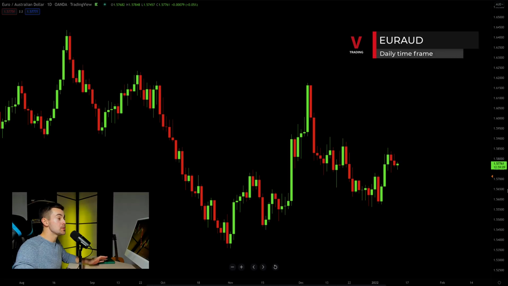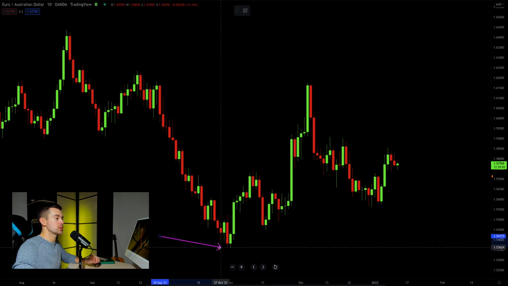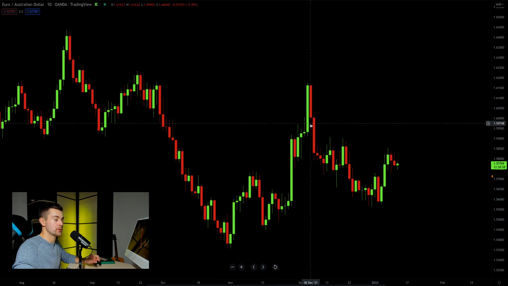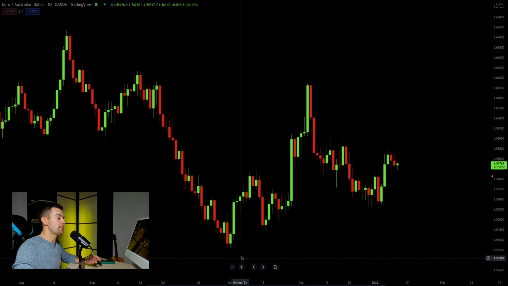And now let's discuss the Euro-Aussie pair. As you can see, the market is trading in a long-term bearish trend, and once that structure low was reached, the market started a correction cycle. Yes, we got a very nice correction right here. And look what happened recently.